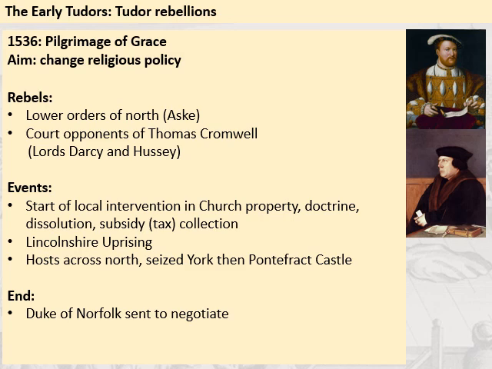Henry sends the Duke of Norfolk to negotiate. Thomas Howard is a good choice. He compares favourably to Cromwell.